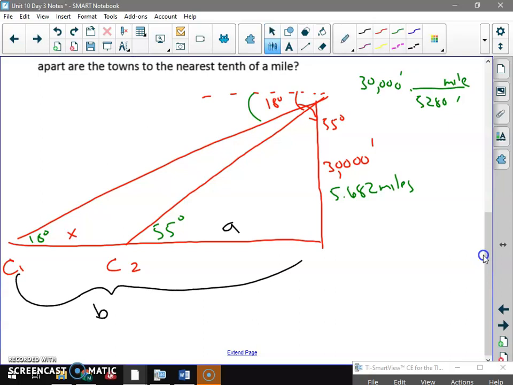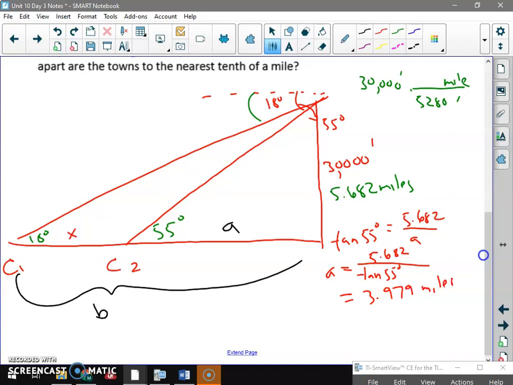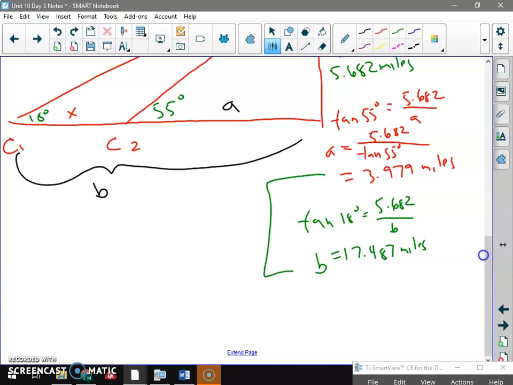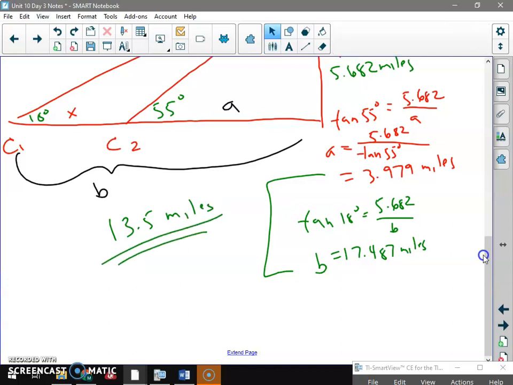Equation 1, tan 55 equals 5.682 over A. A equals 5.682 over tan 55. That is 3.979 miles. My next equation, tan 18 equals 5.682 over B. B ends up being 17.487 miles. When I subtract 17 minus 3, I get 13.5 miles between the two cities. Tan, and subtract. Sounds like something you did in geometry.